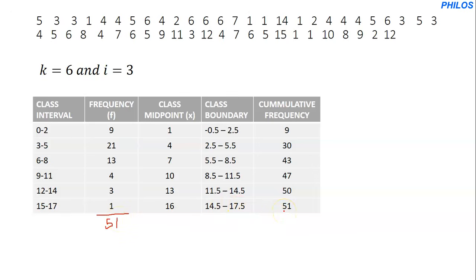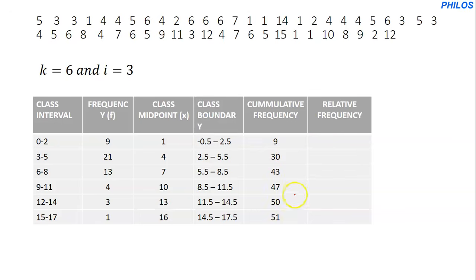Now let's also look at another thing we call relative frequency. So let's prepare a new column for relative frequency. To find the relative frequency, this is how you do it. You will take the frequency of the class. I told you must know the total frequency, which is 51. So to find relative frequency, you take the frequency of that particular class and divide it by total frequency. So for the relative frequency of the first class, you take the frequency of the first class divided by the total frequency. So 9 divided by 51, and that gives you 0.1765.